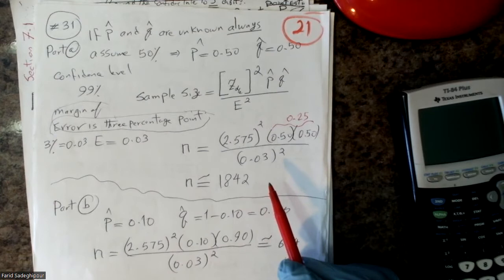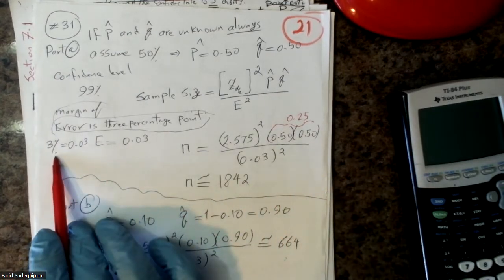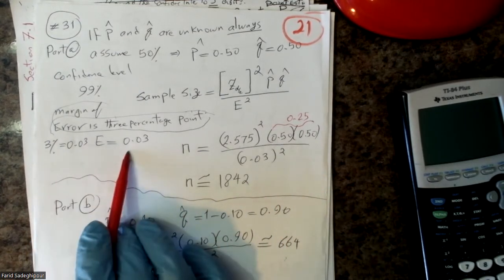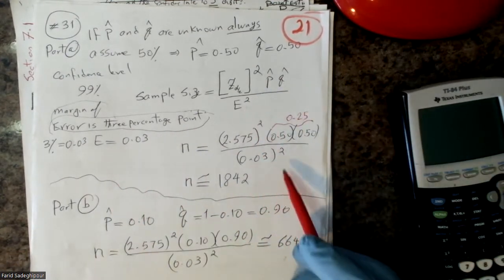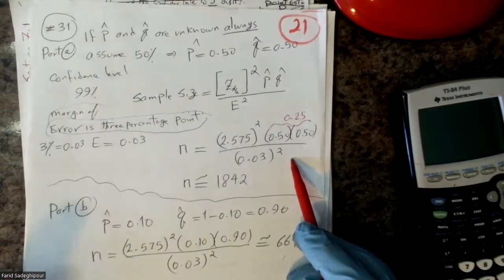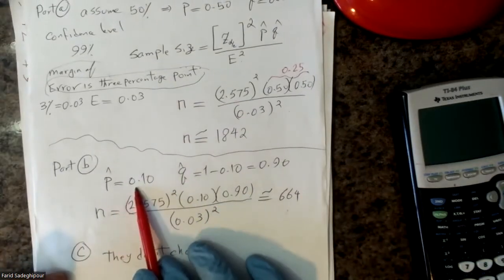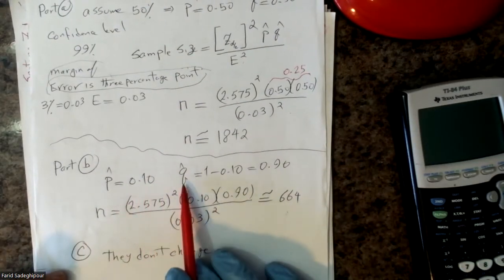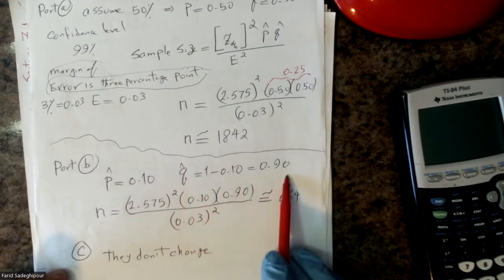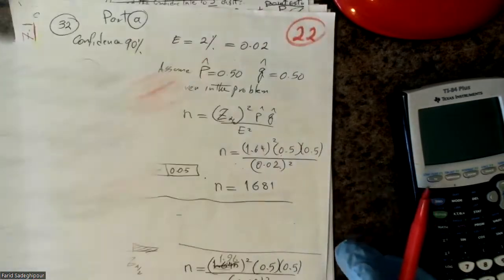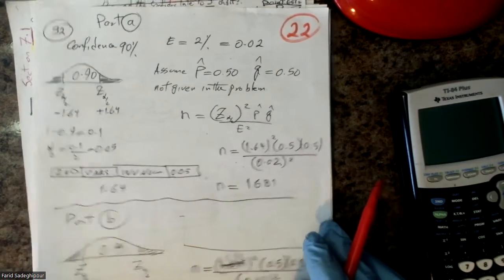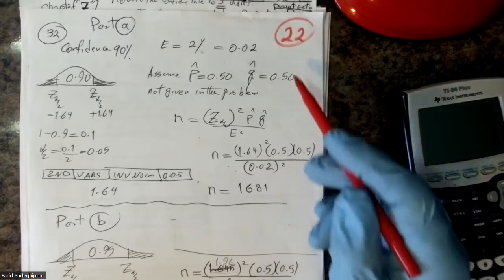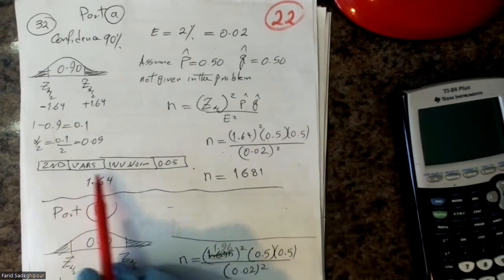Margin of error is given in the problem. It's 3%. It has to be in decimal. So it would be 0.03 to the power of 2. Part B, they give you the P hat. So Q hat is 1 minus that, and you put that in the formula. These problems are all very similar, in the same format.